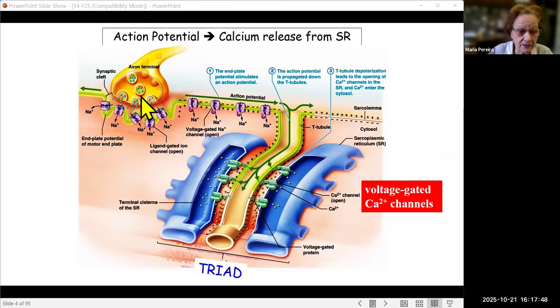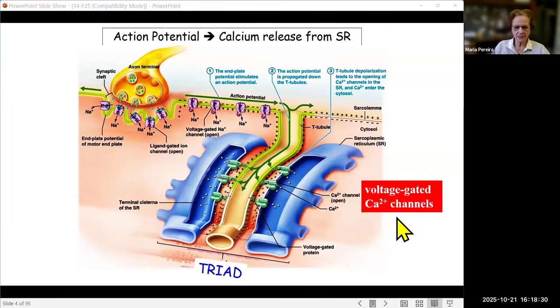Okay, so you have calcium here that induces the movement of the synaptic vesicles towards the plasma membrane so that acetylcholine can be released. And you have calcium here that is being released when there's an action potential coming down. These channels on the sarcoplasmic reticulum are voltage-gated calcium channels. These are voltage-gated sodium channels. These on the sarcoplasmic reticulum are voltage-gated calcium channels.